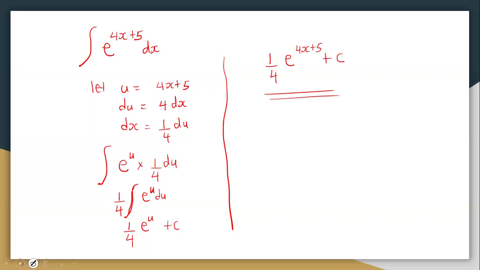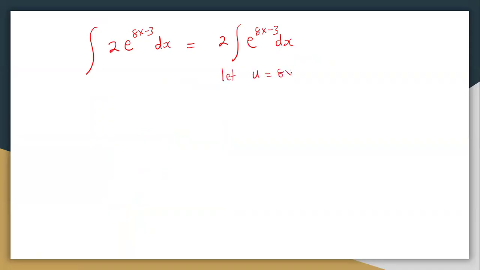Okay, we can try another number. Number 3, we can have an integral of 2e^(8x minus 3) dx. So for this one, I can first pull out my 2 and write it as 2 integral of e^(8x minus 3) dx. Then I can let my u equal 8x minus 3. So I'll have du equals 8 dx, meaning that our dx will be du out of 8.